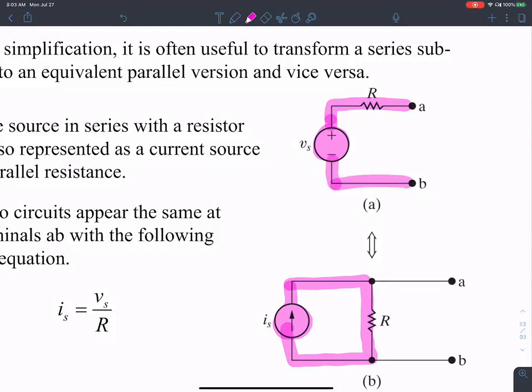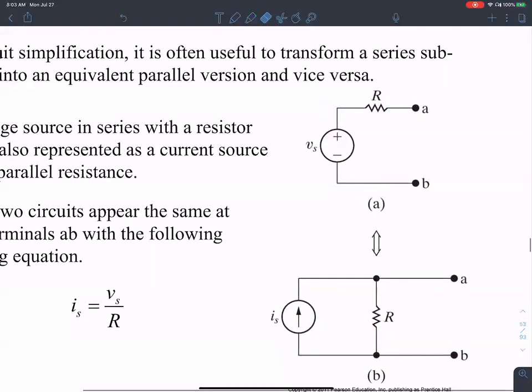A voltage source with a series resistance can be converted to a current source with a parallel resistance, and vice versa. A current source with a resistance in parallel can be converted to a voltage source with a resistance in series. And they're identical when we think about the terminal behavior, the behavior of the circuit with respect to these terminals. This one is exactly the same as this one. Okay, that's what we mean by the idea of equivalence.